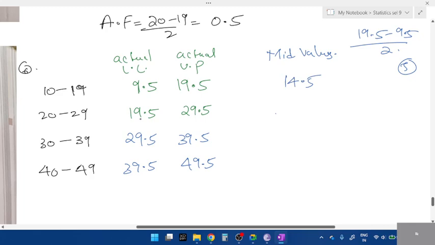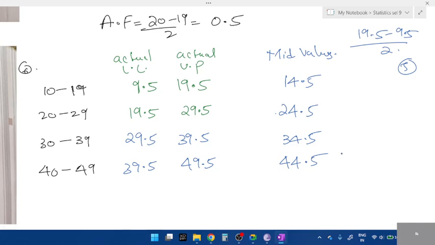Next, 19.5 plus 5 is... 29.5 plus 5 is... 39.5 plus 5... Is this clear? These are the middle values. So if you want, do it like this or use the textbook formula and calculate. Do it however you want. And if you're good with numbers, you can directly find out the middle value.